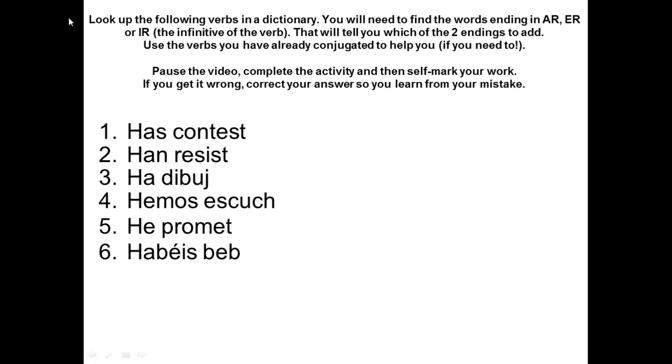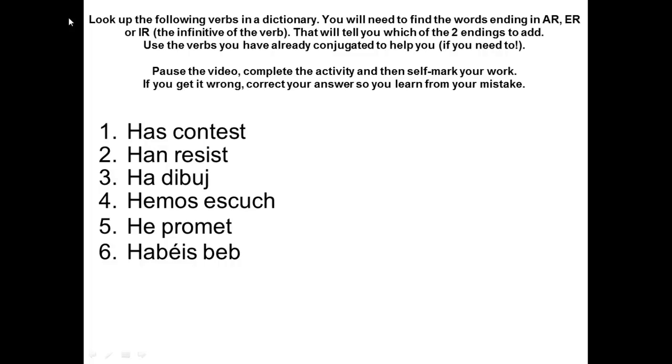Now look up the following verbs in a dictionary. You will need to find the words ending in AR, ER or IR, which is the infinitive of the verb. That will tell you which of the two endings you need to add out of ado and ido. Use the verbs you've already conjugated to help you if you need to. Pause the video, complete the activity and then self-mark your work. And remember, if you get it wrong, correct your answer so you can learn from your mistake.